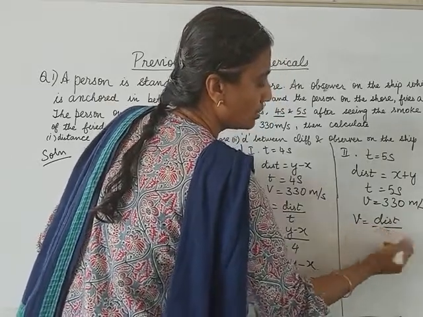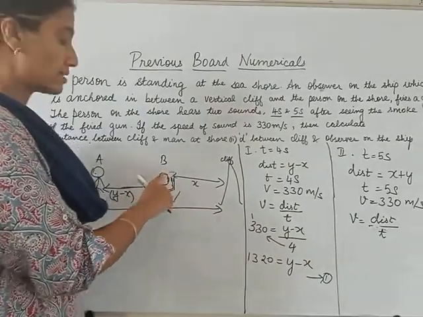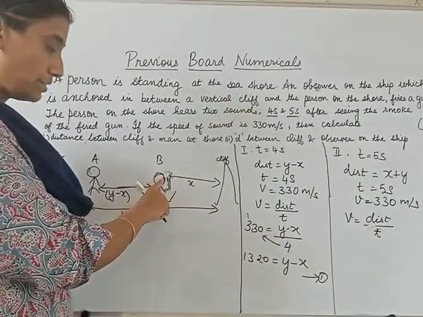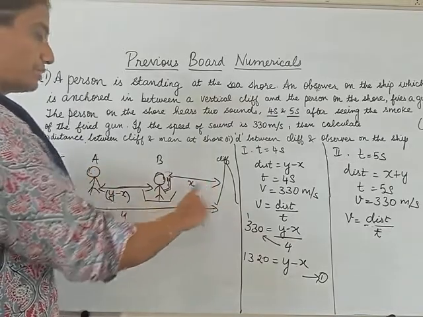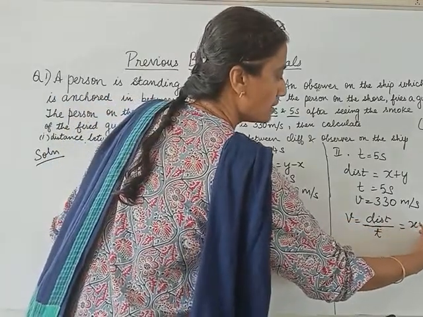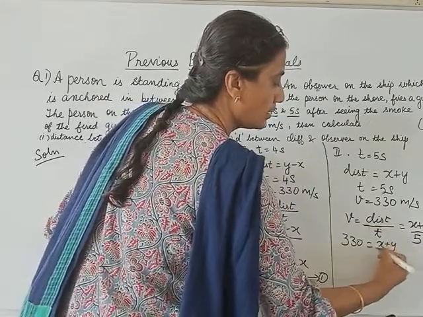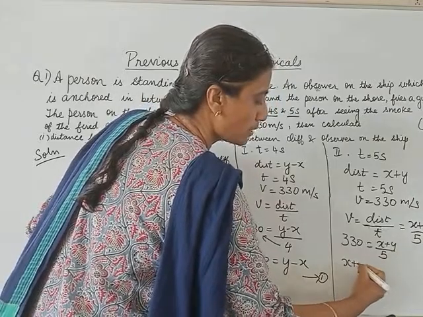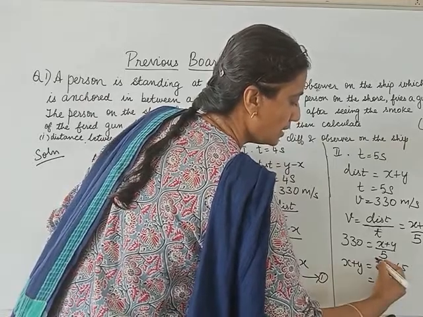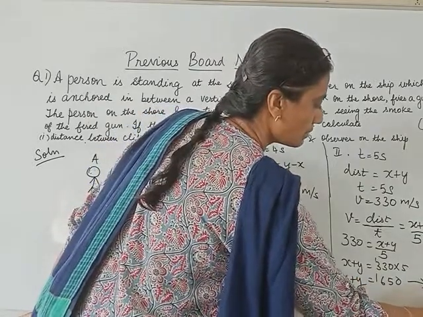Here, again, we are not taking an echo, where he produces sound and he hears it. No, we are talking about one person producing a sound that is heard by somebody else. That's why we took x plus y. So again, it will not be 2 into d by t, it will be just distance by time, that is x plus y by 5, or 330 is equal to x plus y by 5, or x plus y is equal to 330 into 5. 3 5s are 15, 3 5s are 15, 16. So, x plus y is equal to 1650.